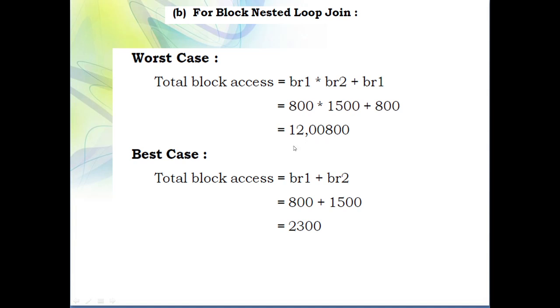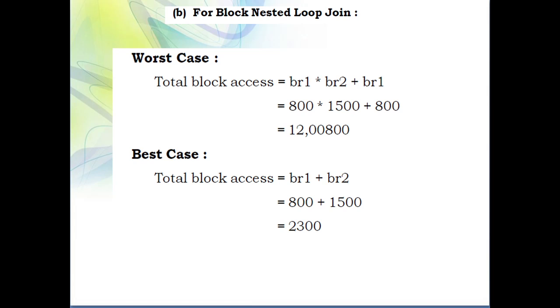This is the total number of block accesses required to perform the join operation on r1 and r2 when you are using block nested loop join, in the worst case. And in the best case, the formula is the same. The best case formula for nested loop join and block nested loop join is the same, that is br1 plus br2. So its value is the same, 800 plus 1500 equals 2300. So here we have calculated the number of block accesses required for block nested loop join in the worst case as well as in the best case.